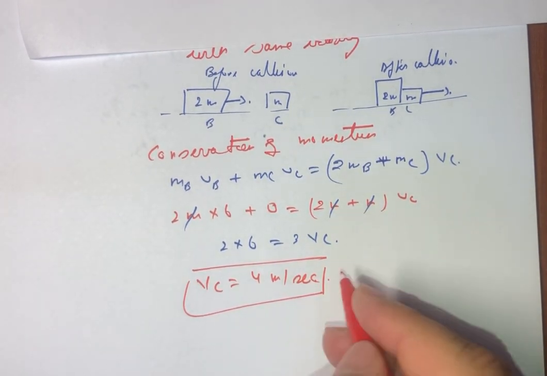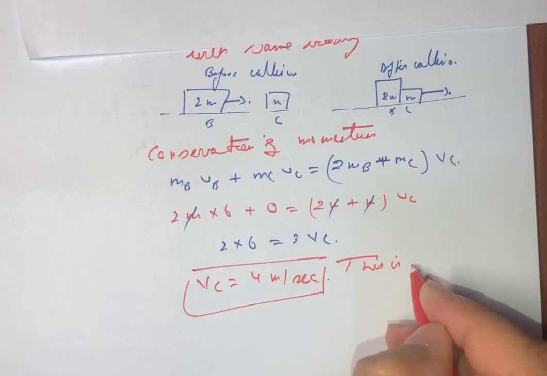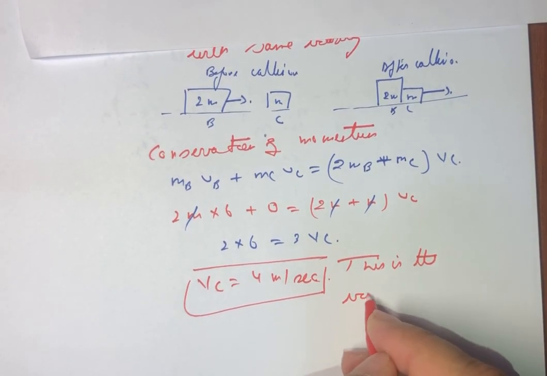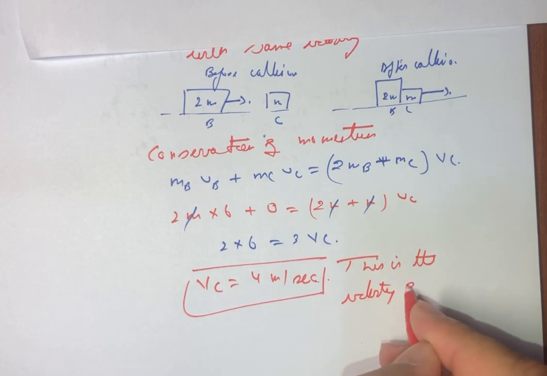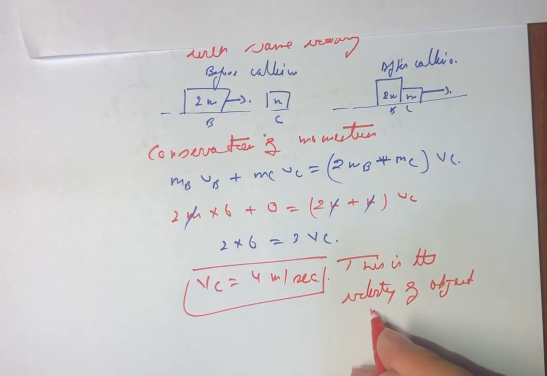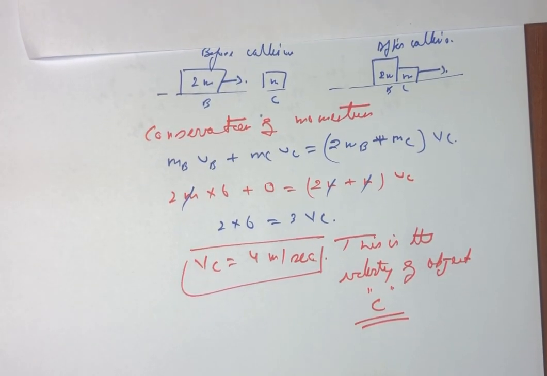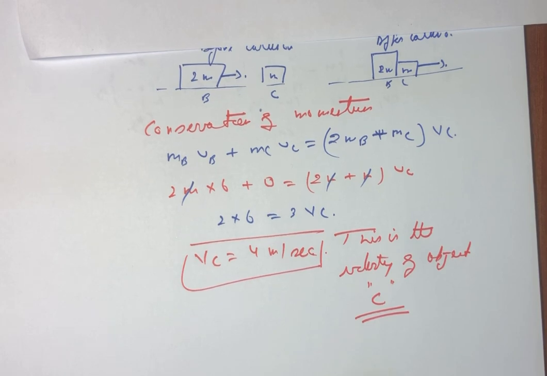So this is the velocity of object C. This completes the question. Thank you.